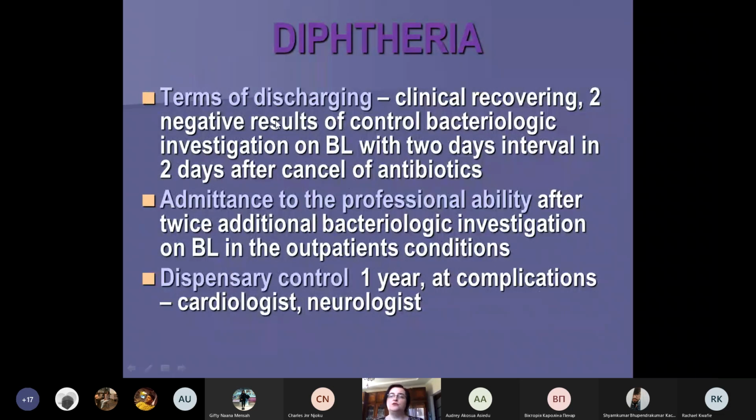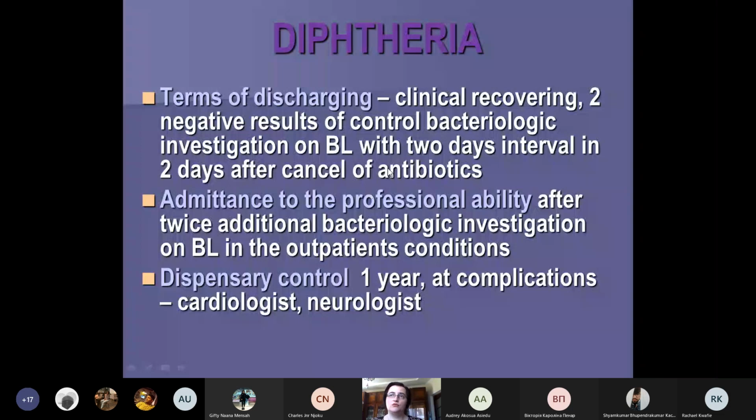Terms of discharge: clinical recovery, yes, 2 negative results of control bacteriological investigation for Bacillus Loeffler or Corynebacterium, with a 2 day interval, 2 days after cancelling antibiotics. Admittance to professional ability after two additional bacteriological investigations for Bacillus Loeffler in outpatient conditions. Dispensary control for 1 year, with a cardiologist and neurologist in case of complication, because such complications can be present in diphtheria.